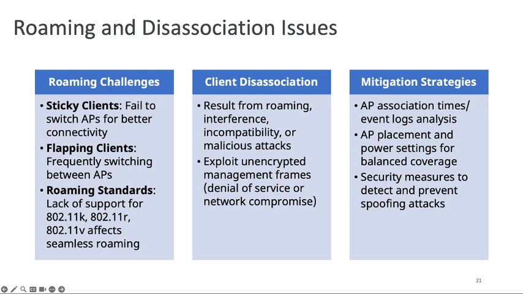As it relates to roaming and disassociation issues, we want to make sure that we implement standards called 802.11k and 802.11r to help improve seamless roaming. So regularly analyzing these access points' association times and adjusting the placement can help to mitigate that issue as well.